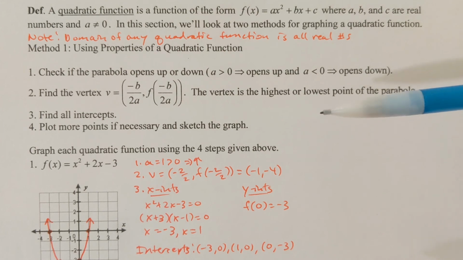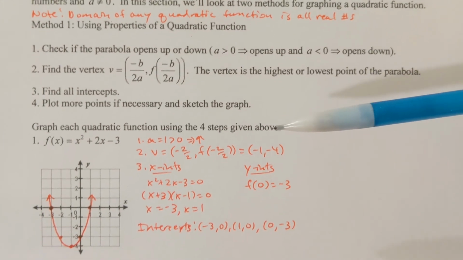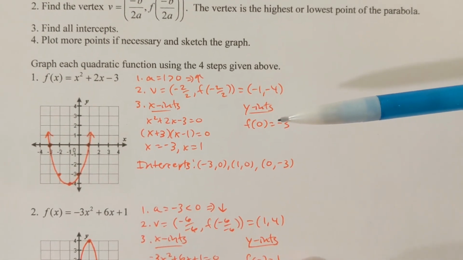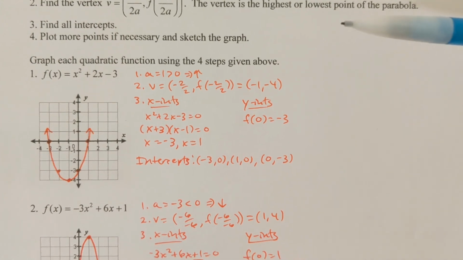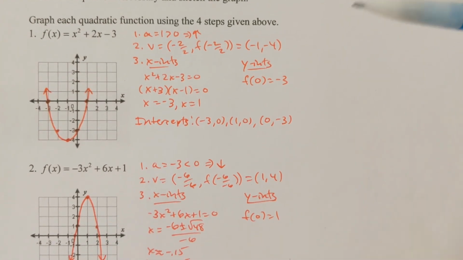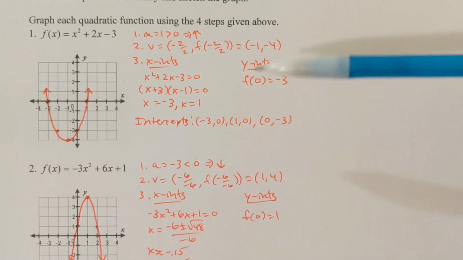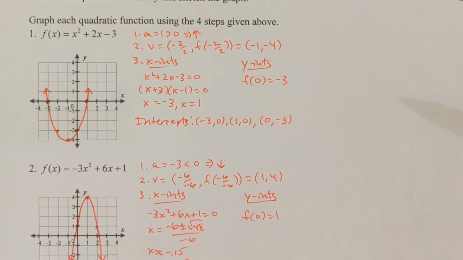After we find that, we're going to find all the intercepts, and then we're going to plot more points if it's necessary, and then sketch the graph. Okay, so problem 1: graph each quadratic function using the 4 steps given above, and I'll just show all of my work on the side here. Problem 1, f(x) = x² + 2x - 3.